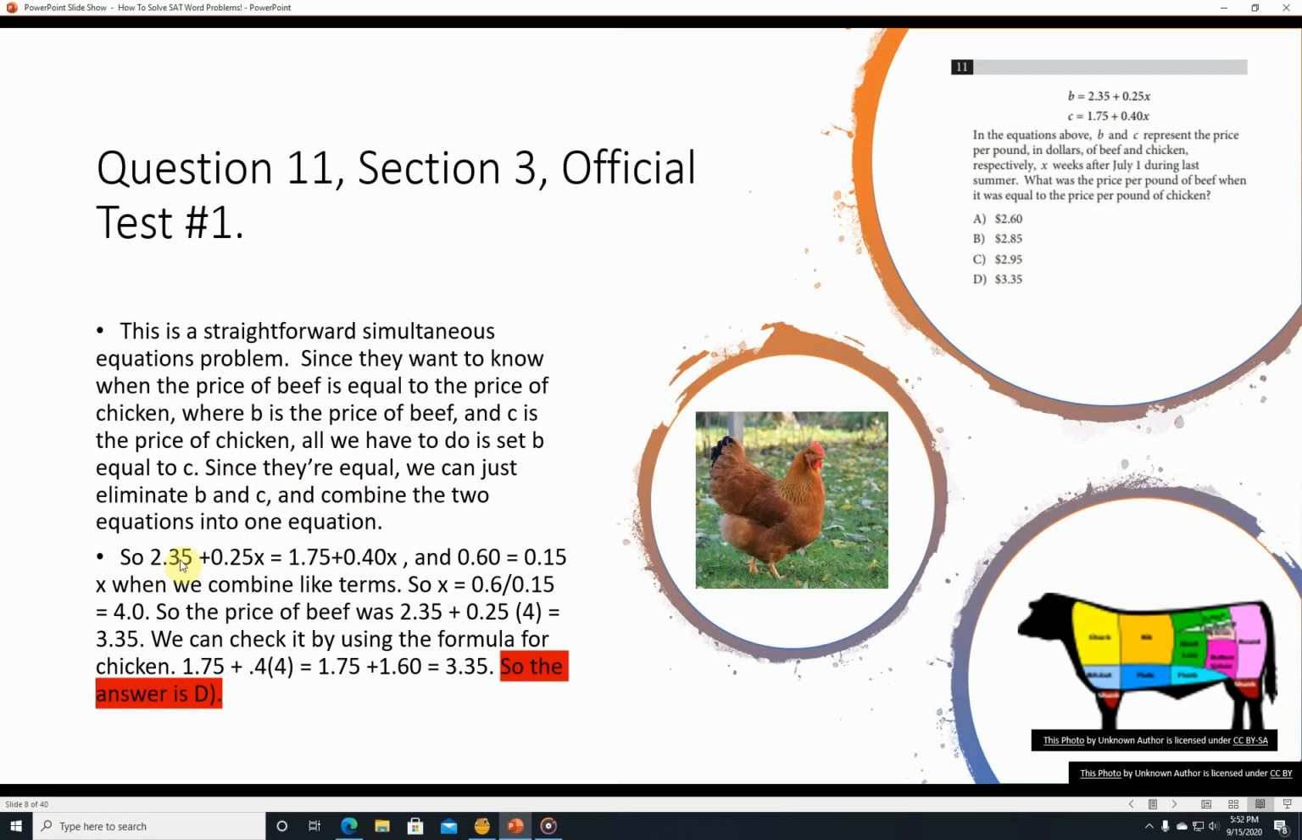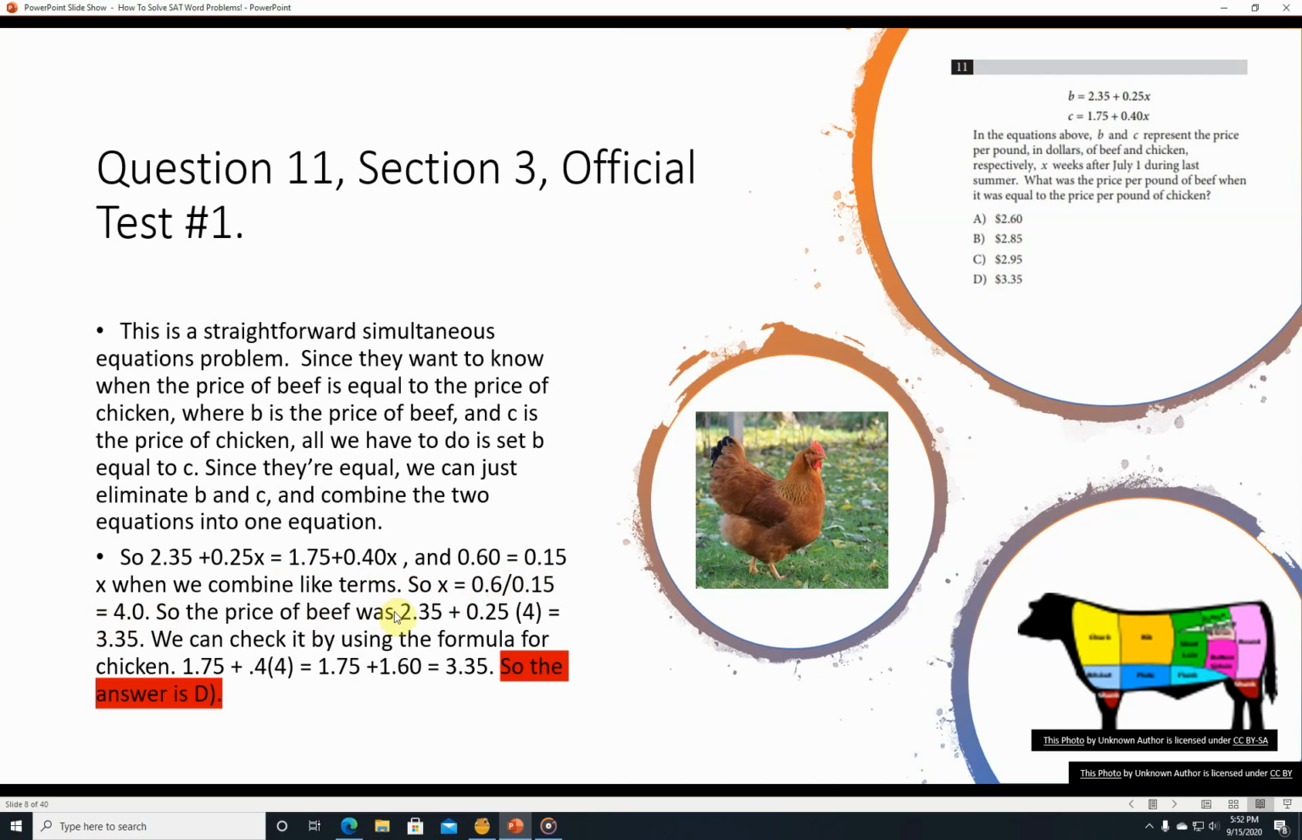So $2.35 plus 25 cents times X equals $1.75 plus 40 cents times X. And so then when we combine like terms, we end up with 0.60 equals 0.15x. So then we're going to divide 0.6 divided by 0.15, which is equal to 4.